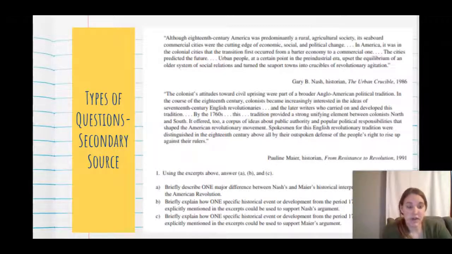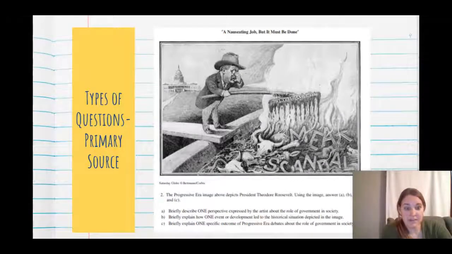So this is using the historical thinking skill of interpretation, and also a lot of times it does comparison where you're asked to find a similarity and a difference between their interpretations, and then provide evidence for one of the authors. Another type of question is a primary source. Again, this is from the 2018 exam. And so this is where you're going to be looking at an image, or again, it could be a text, but it's something written in the time period where you have to analyze it and provide evidence for what that author has written or the cartoonist has drawn.